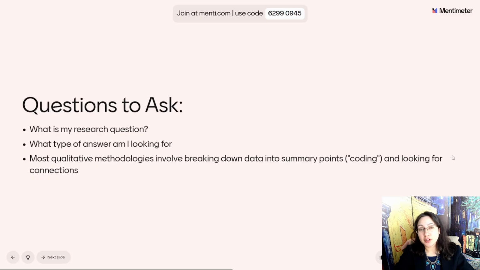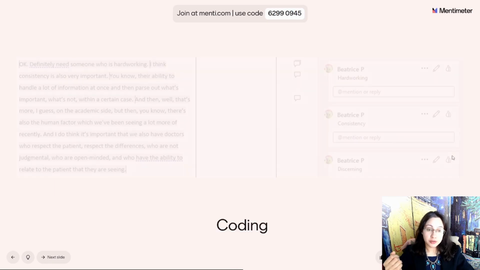That said, we can often boil things down by always focusing back on the research question. What is your research question? What kind of answer, what kind of output are you looking for? Now, most qualitative methodologies involve breaking down data into summary points, a process called coding, and looking for connections between those codes. Again, there are many different ways to do coding.